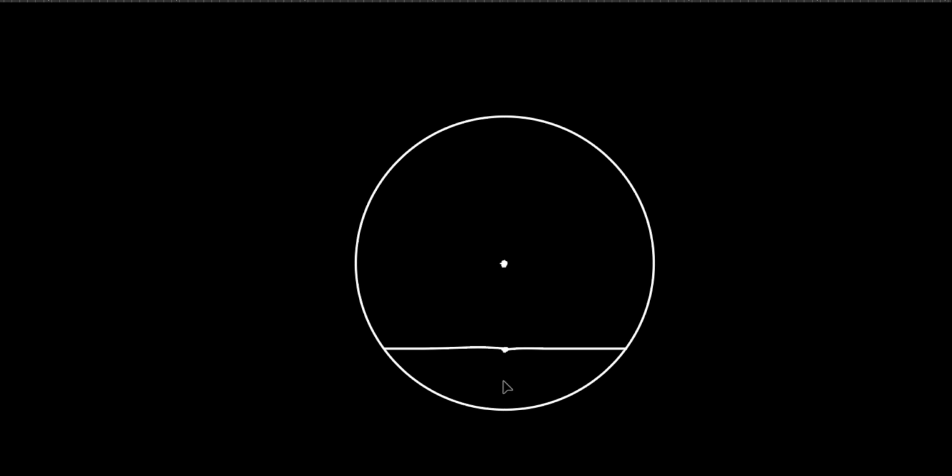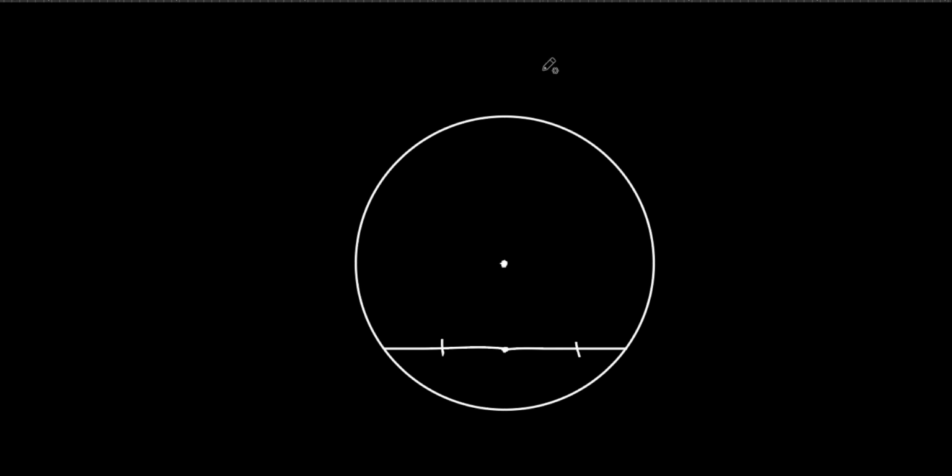Okay, I kind of messed up my line, but that's okay, it's good enough. So watch this. If I have a line, now I put that in the middle of that chord, so what must be true? That little bit and that little bit must be equal to each other. So here's what the theorem says.